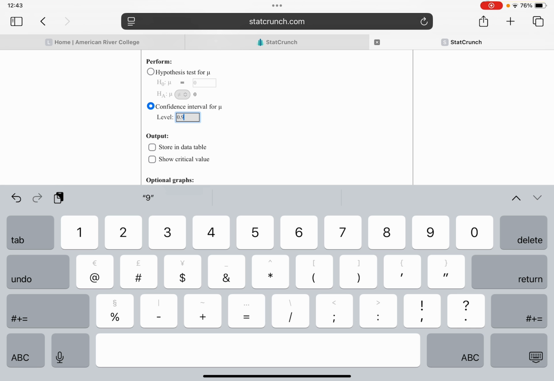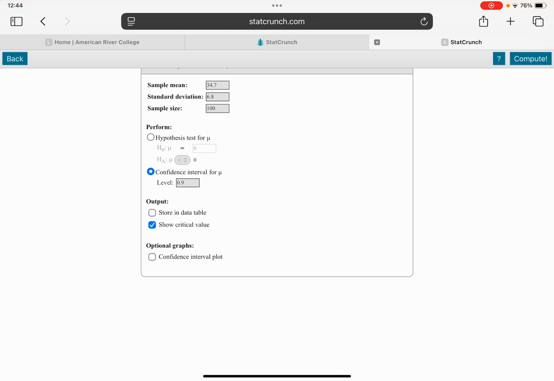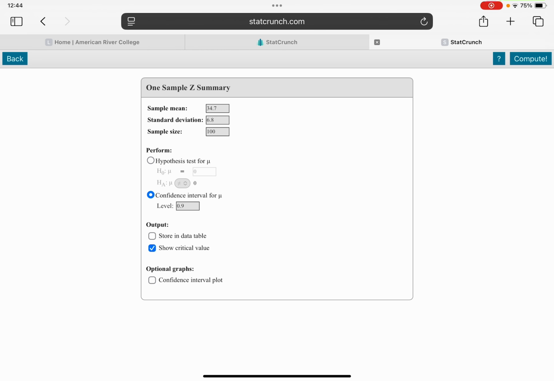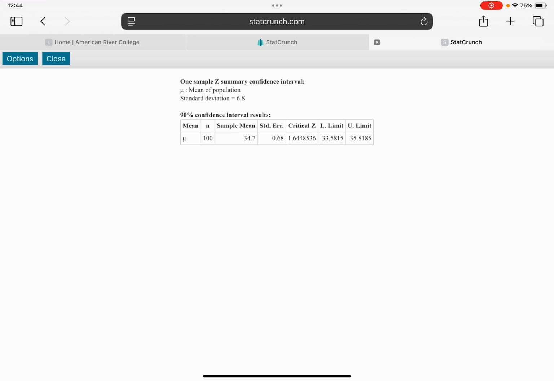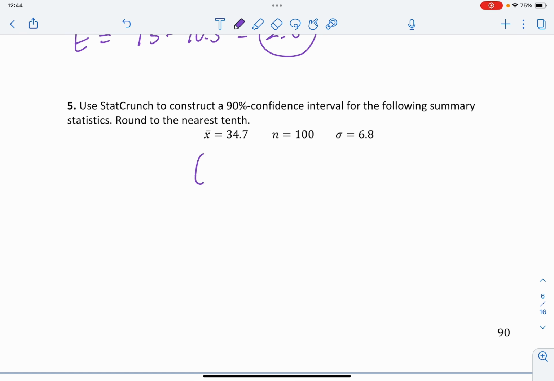So we'll do hypothesis tests later, so make sure you're choosing the second choice now, confidence interval. And then finally, I kind of like to choose that critical value because sometimes my lab will ask for a critical value, so might as well get it while we do this report. Okay, so I'm going to click compute, and it gives me the lower limit and upper limit there at the end, and the other information, critical value, etc. And I'm done. So that's a nice little way to do confidence intervals in StatCrunch. So I'm going to go write that down, 33.6 to 35.8. Okay. And I'm going to stop there for now.